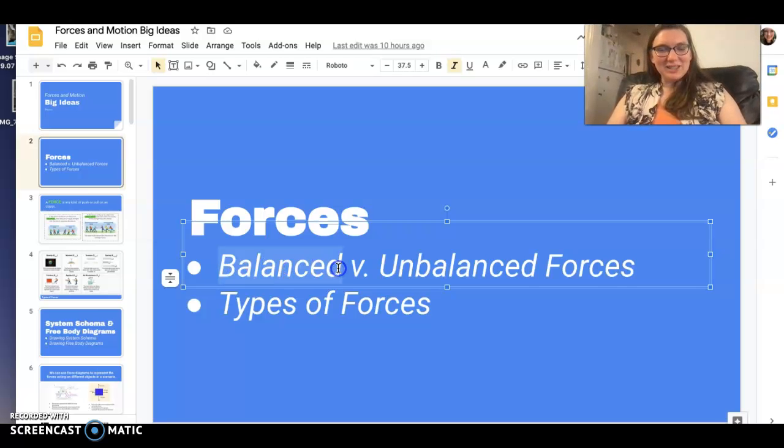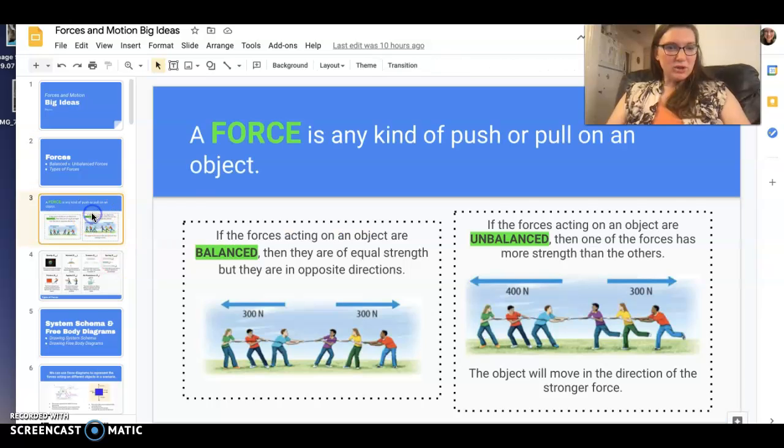The law of inertia is what happens when forces are balanced. Things tend to resist a change in motion unless they're acted upon by an unbalanced force, and that leads to acceleration. So there we go. Balanced forces, no movement. Unbalanced forces, there's going to be an acceleration in the direction of the stronger force.